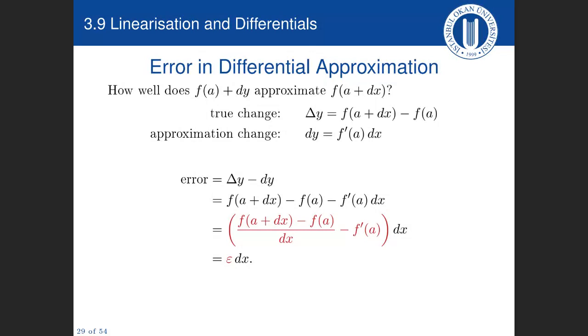And I'm going to write that like this. I want to write that as everything multiplied by dx. So I want to write that as f at a plus dx minus f at a over dx. That should look familiar to you. And then minus f prime at a, times dx, or some number epsilon dx. So the true change is going to be dy, the differential f prime at a dx, plus this error number multiplied by dx, plus the error.